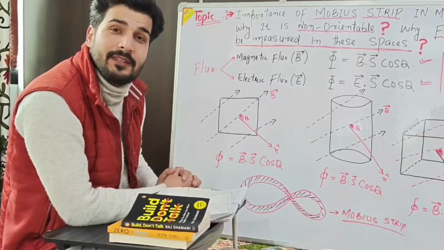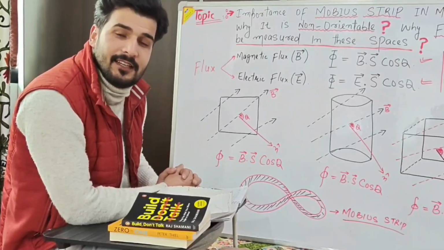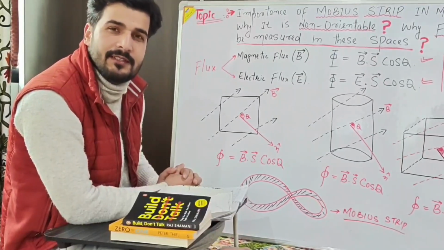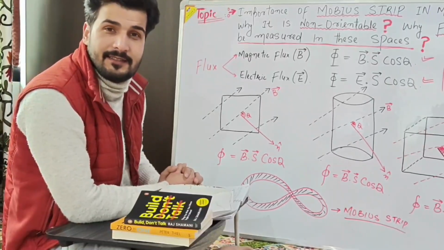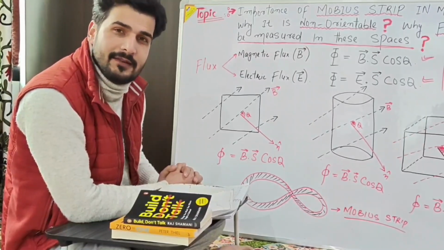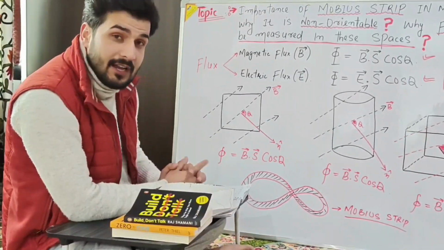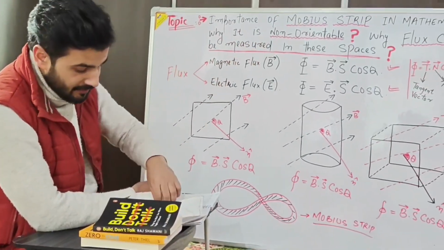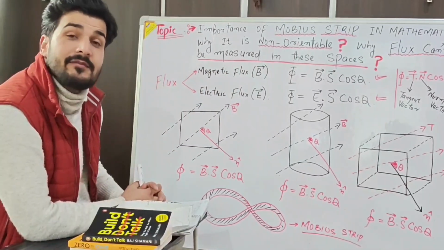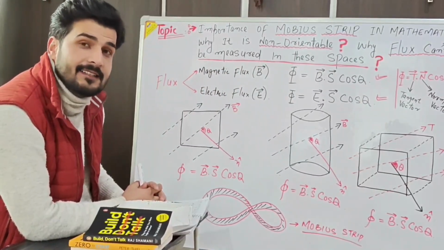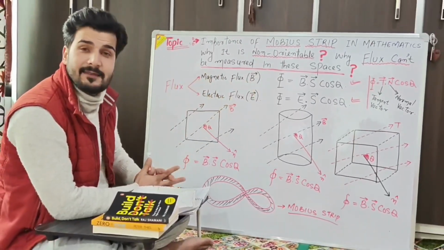Today, the topic that I'm going to discuss with you is the importance of the Möbius strip in mathematics. What is its importance? Why the Möbius strip in mathematics? Why is the Möbius strip non-orientable? And why can't flux be measured in these spaces?